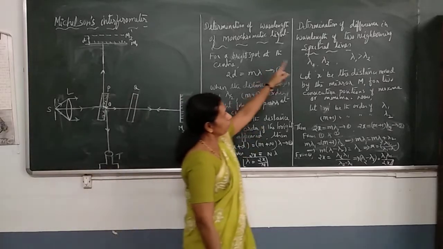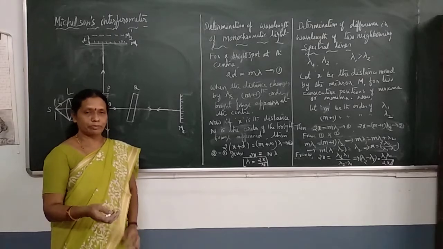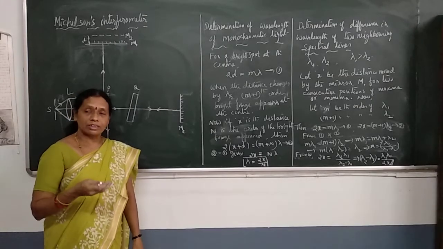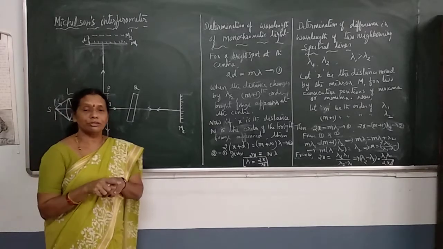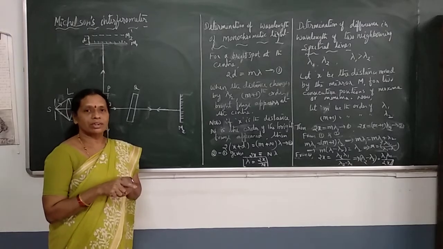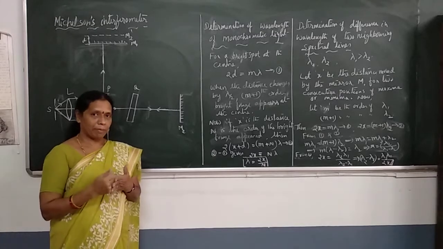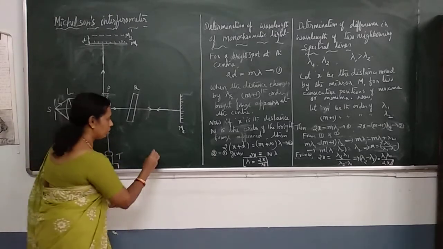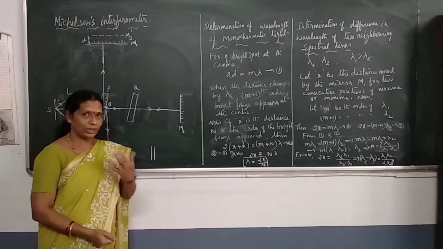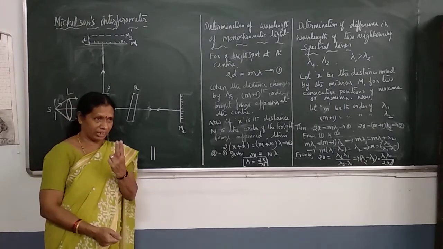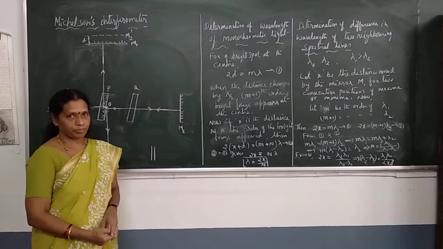Another application is the determination of the difference in wavelength. Some elements exhibit spectral lines having wavelengths very close to each other. For example, the element sodium. A sodium vapor lamp emits light which is yellow in color, and in its spectrum we observe two yellow lines that are very closely spaced, very close to each other.